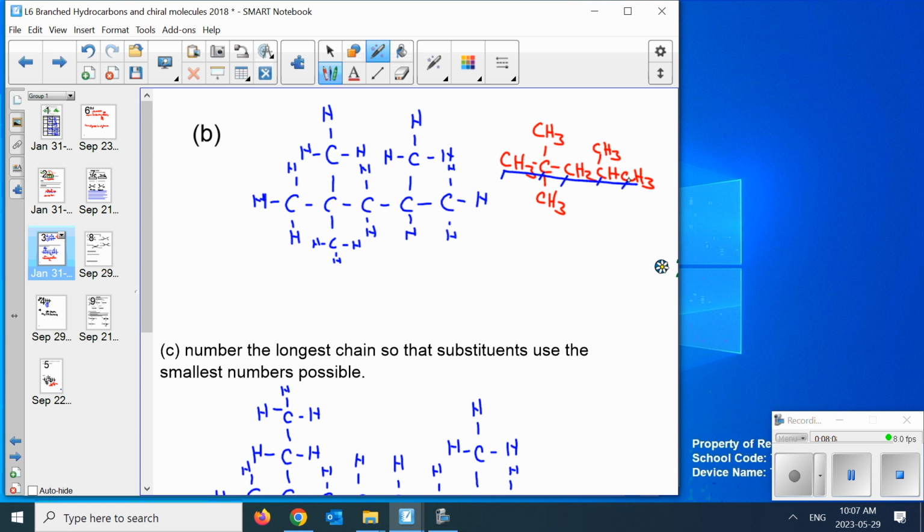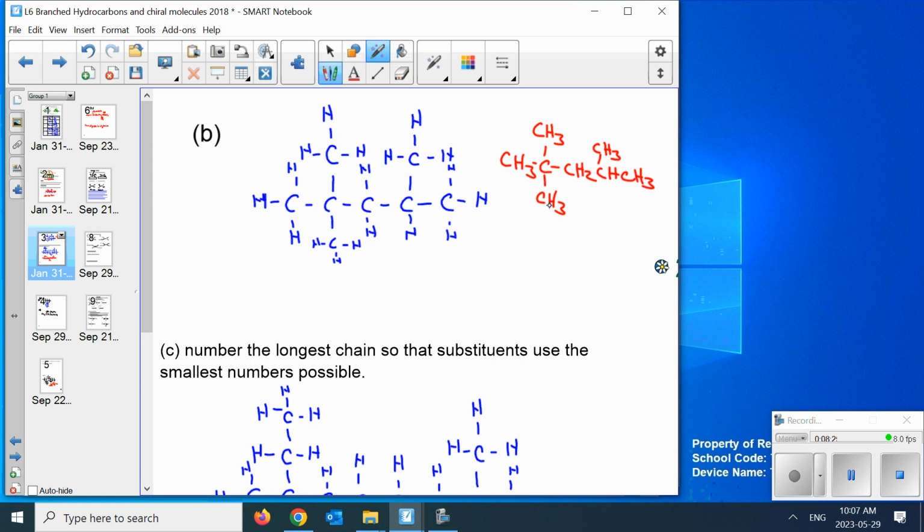1, 2, 3, 4, 5. Okay. Could I get a longer chain anywhere else? No, this would also be 5, or this chain would also be 5. It's not going to go any longer, but I do have to consider all the possible routes. Sometimes one of the zigzagging chains will be the longest.